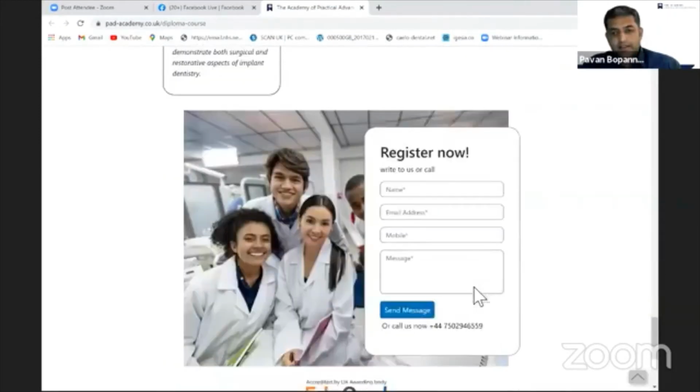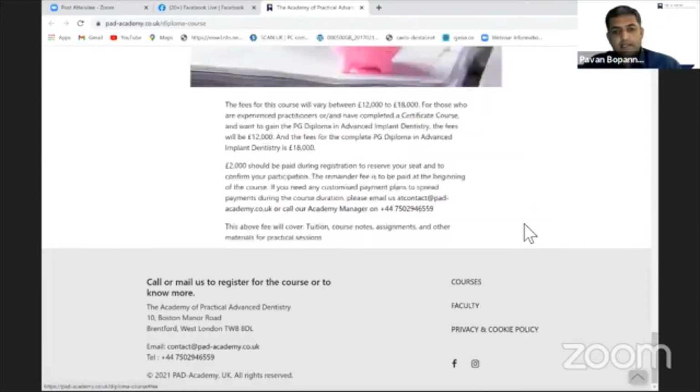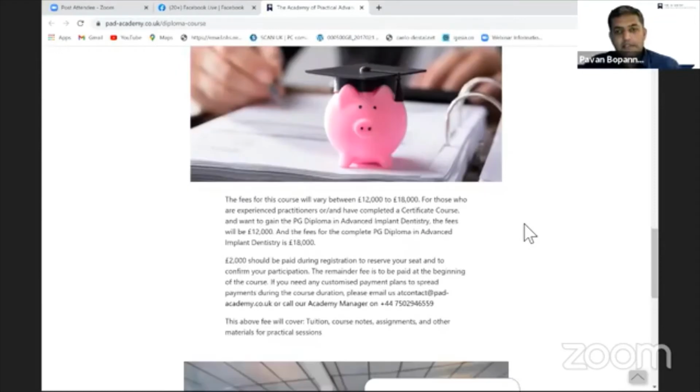So the fees for the course is £18,000. For those of you who want to do the diploma with recognition of prior learning, if you've done other courses, we will definitely take that into consideration, and we will drop the number of days you'll need to come in order to gain the diploma, and your course fees also go down.